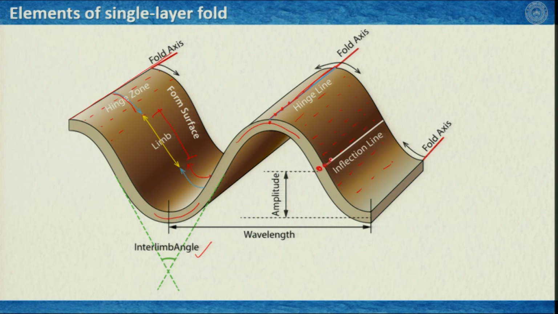Similarly, like the hinge points, if you connect successive inflection points on this surface, then you get inflection lines. So, this is how you construct the 3D geometry of the fold. We learned the fold axis, the hinge line, the inflection line, and we also have seen the interlimb angle. Two terminologies are written here, amplitude and wavelength. We will learn them in the next slide.